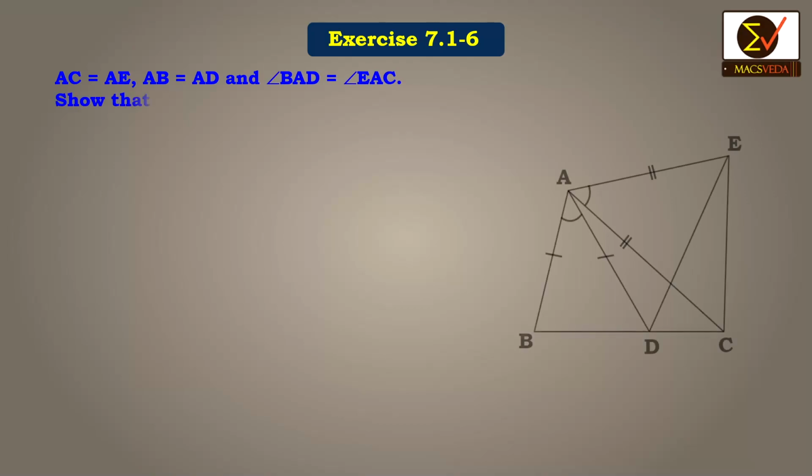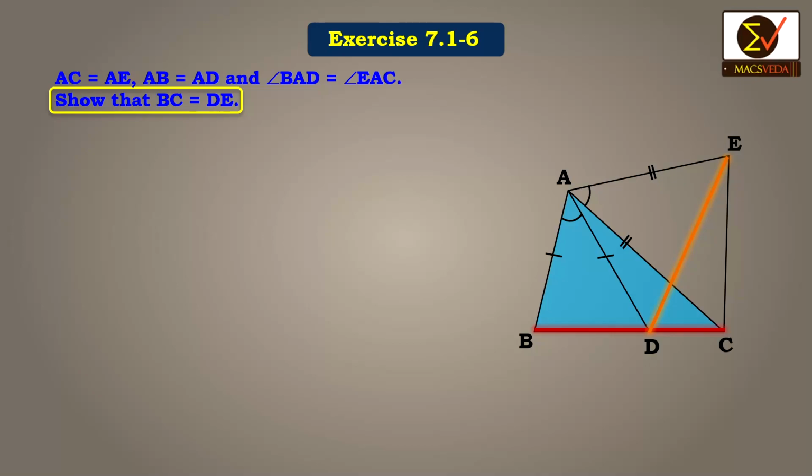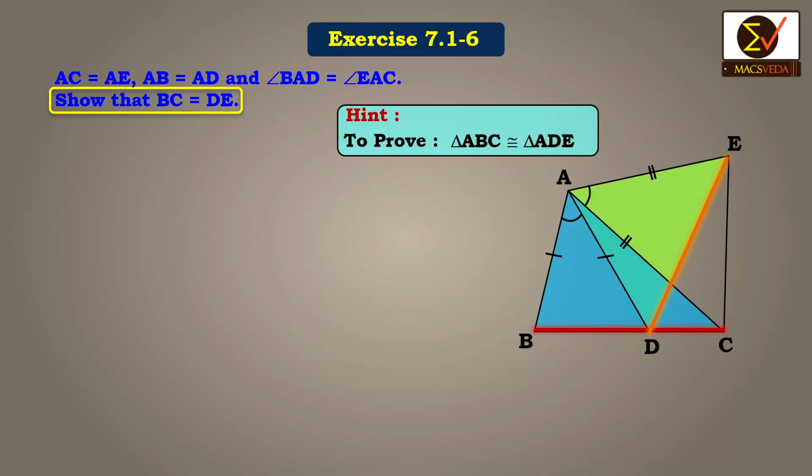Question number 6. In the given figure, AC is equal to AE, AB is equal to AD, and angle BAD is equal to angle EAC. We have to prove that side BC is equal to DE. See, side BC is a side of the triangle ABC and side DE is a side of the triangle ADE. So, if you prove triangle ABC is congruent to triangle ADE, by CPCT property we can prove that BC is equal to DE because corresponding parts of congruent triangles are equal. So, we try to prove this.